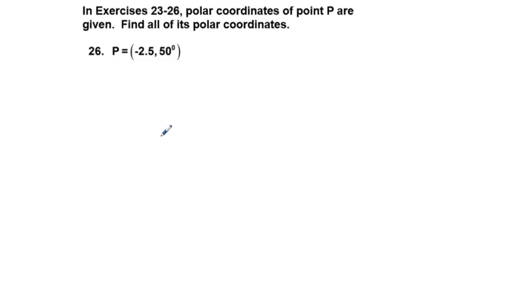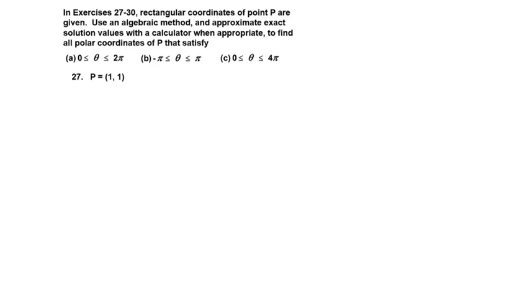Okay, problem 27. Exercise 27 through 30, rectangular coordinates of point P are given. Use an algebraic method and approximate exact solution values with a calculator when appropriate to find all four coordinates of P that satisfy the given intervals. And we have different intervals: A between 0 and 2 pi, B between negative pi and pi, and C between 0 and 4 pi. And so what we're looking for is this point 1, 1.